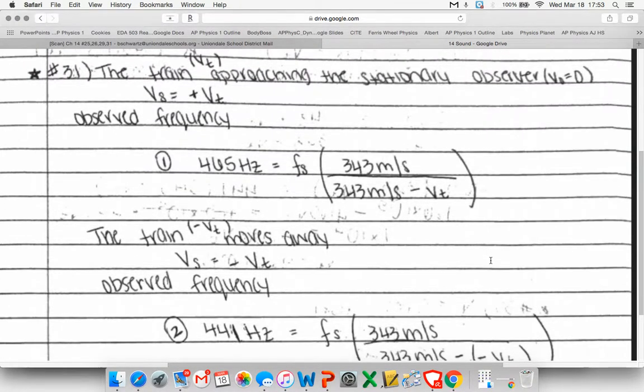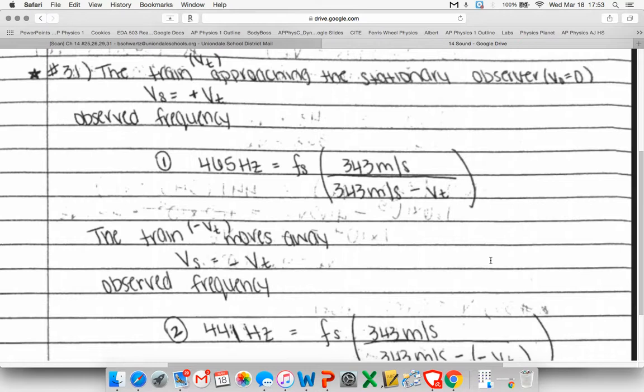Number 31, an alert physics student stands beside the tracks as a train rolls slowly past. He notes that the frequency of the train whistle is 465 hertz when the train is approaching him and 441 hertz when the train is receding from him. Using these frequencies, he calculates the speed of the train. What value does he find?